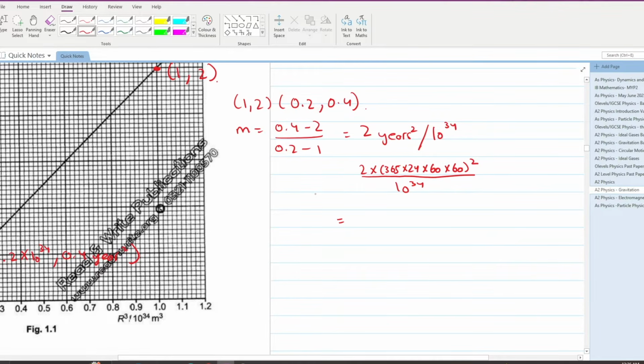Let's do that. 2 into 365 into 24 into 3600. This was the actual trick in this question. Everything else was really easy. Now let me put a square here since it is years squared, and divided by 10 raised to the power 34. What does this come out to be?